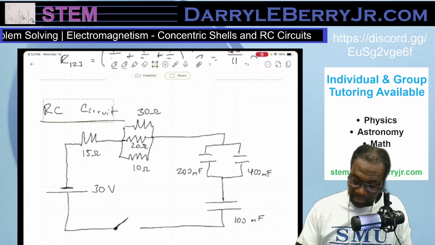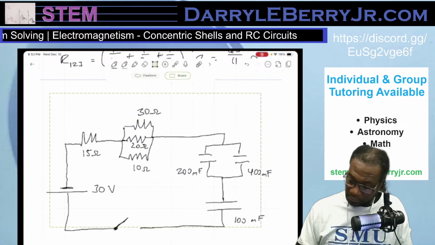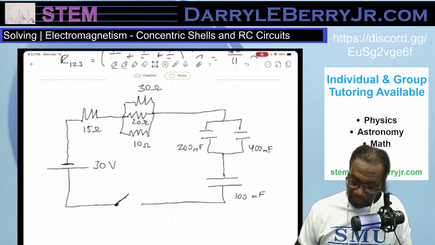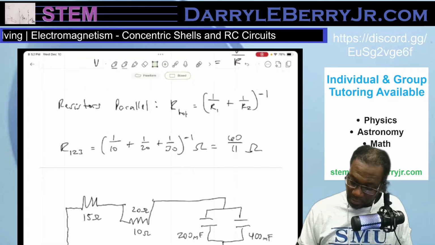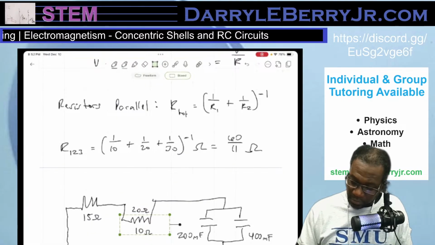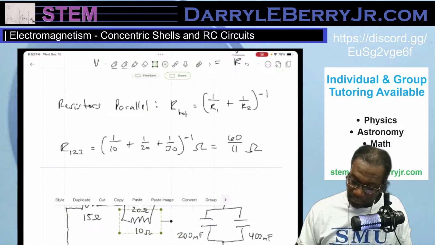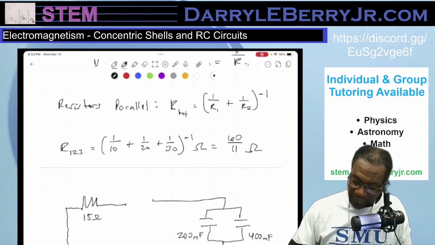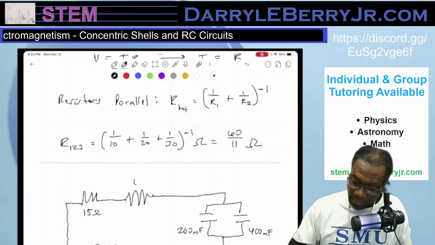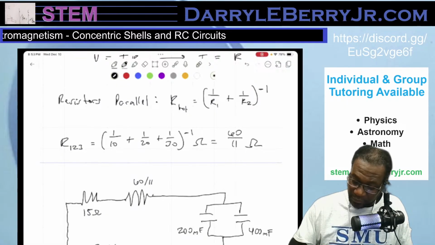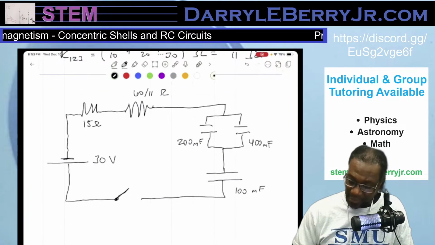I want it to be centered better, but let's move it here. Right, I'll delete this first one up here. Delete this down here. And now I have the equivalent resistor here that is 60 over 11 ohms. And welcome who's joining. Let me know if you have any questions.